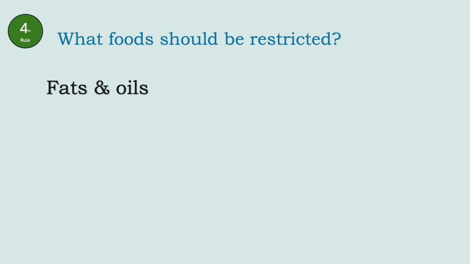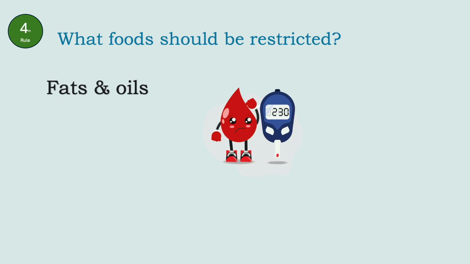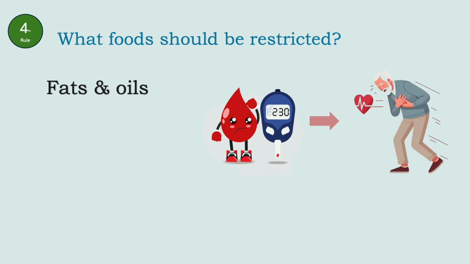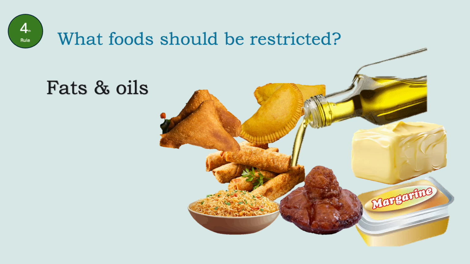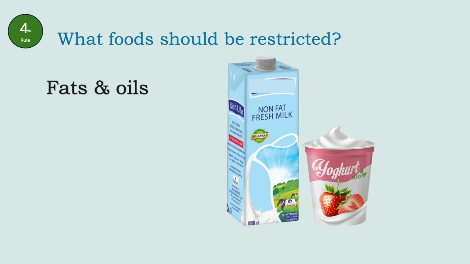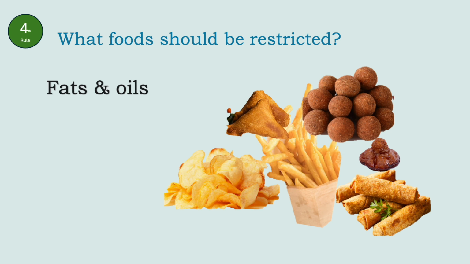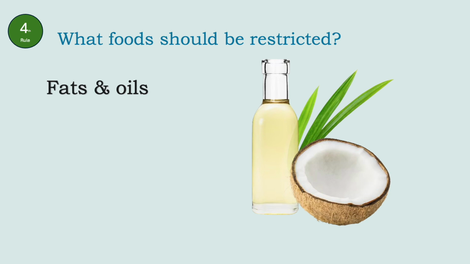The fourth rule is on restricted foods. What foods to be restricted? Fats and oils. Patients with diabetes are at a higher risk for coronary heart disease and other vascular diseases. Therefore, fats and oils should be restricted and further limited by those who are overweight. Choose only non-fat or low-fat dairy products. Limit consumption of deep-fried foods, which contain hidden oils and trans fat. Though coconut oil is a saturated oil, it mainly consists of small and medium-chain fatty acids, which tend to get easily burned for energy. Therefore, coconut oil can be consumed in moderation.